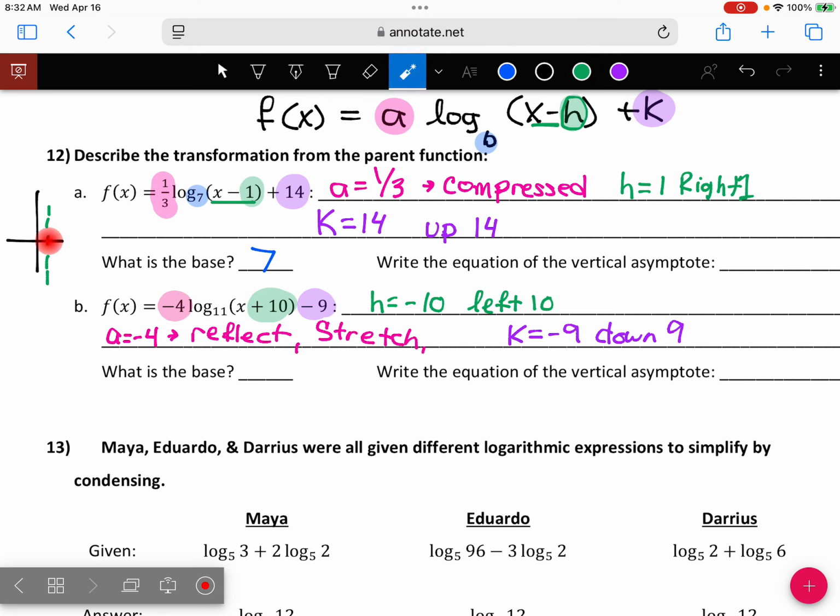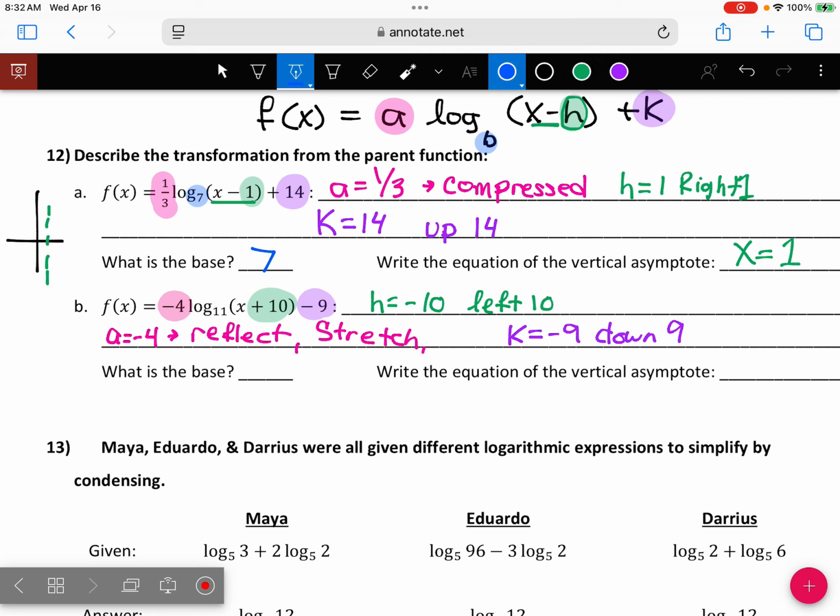If I have a vertical asymptote, if I move up 14, does it change my asymptote, or am I just kind of sliding along it? I just slide along it if I go up and down, right? It's our horizontal shift that would move our asymptote. So it's going to be our H every single time. It's always going to be x equals H for our asymptote here. Our vertical asymptote is always going to be at x equals H. So in this case, it's x equals 1.